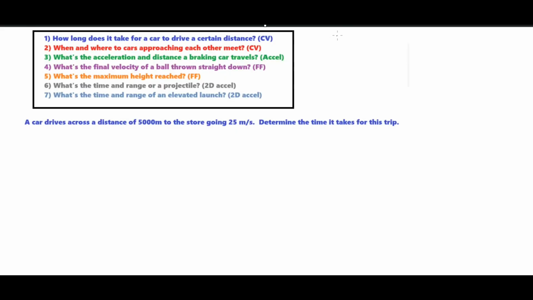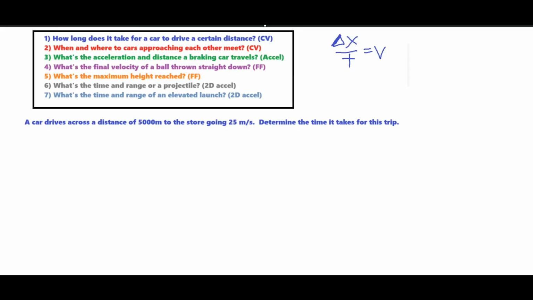All we need for a constant velocity problem is our formula delta x over t equals v. And our delta x is displacement. Delta x means the change in x position. Time is just how long it takes for whatever to happen. And then velocity is how fast the object is moving with direction shown with a positive or negative.